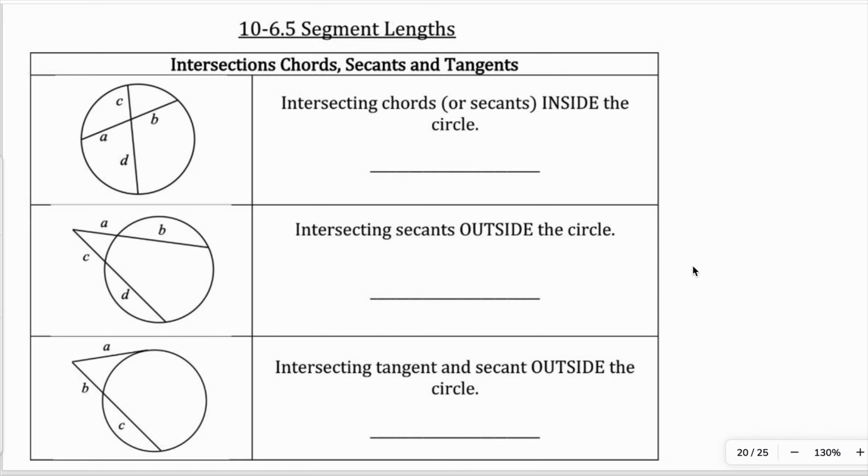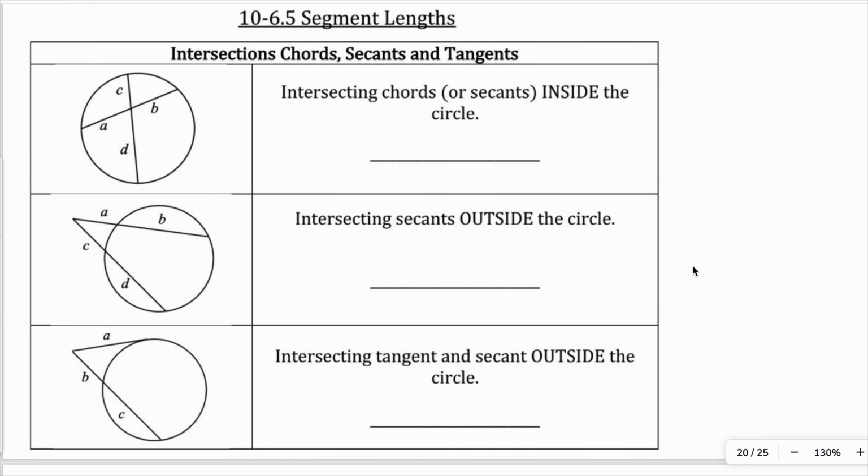This is going to be lesson 10.6, part 2, where we just talk about segment lengths. In the previous lesson, we talked about how to find the lengths of your angle measurements using tangents. Now what we're going to do is talk about segment lengths using tangents, chords, and secants. And we're going to start here.